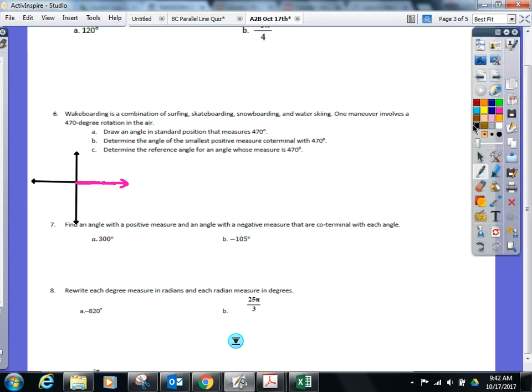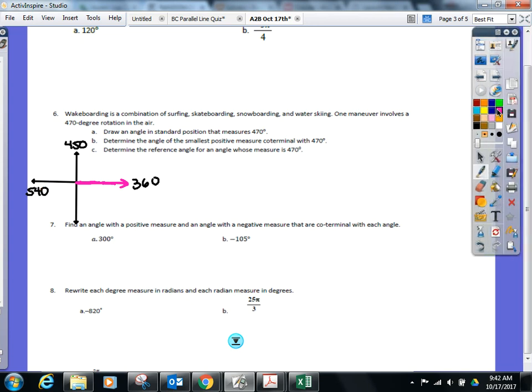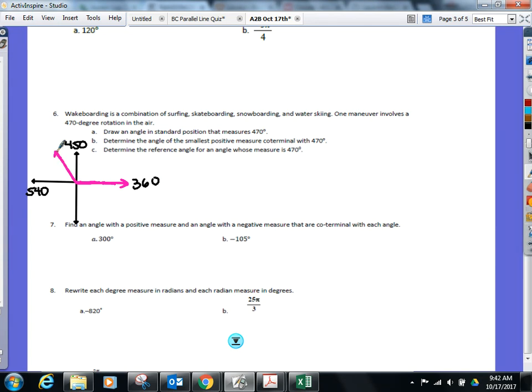Well, we go all the way around. I know I'm at 360. Add another 90. Where am I? 450. Still not there. Add another 90. I'm at 540. Which quadrant is it going to end up in? Quadrant 2. Is it going to be closer to the y-axis or the x-axis in quadrant 2? The y-axis, good. So here's going to be 470.